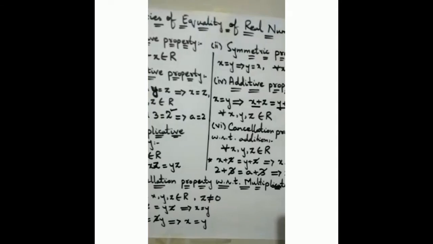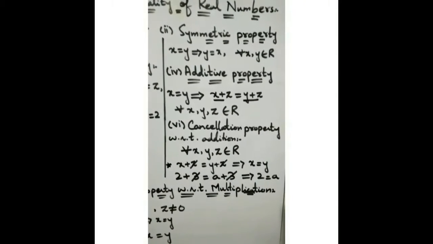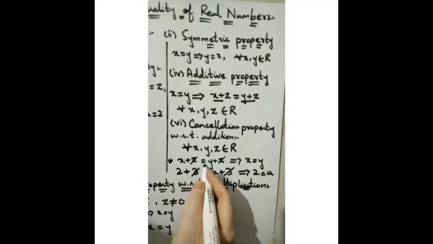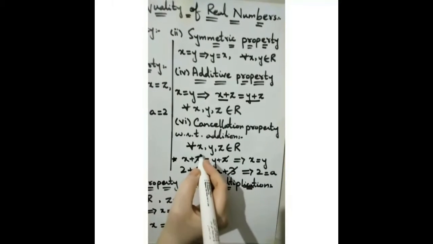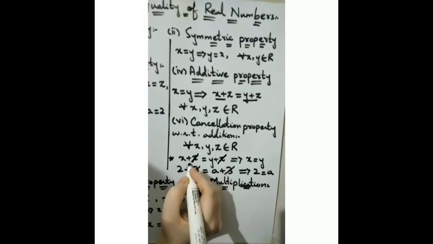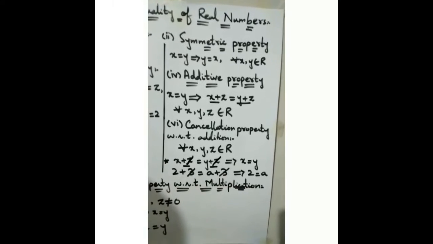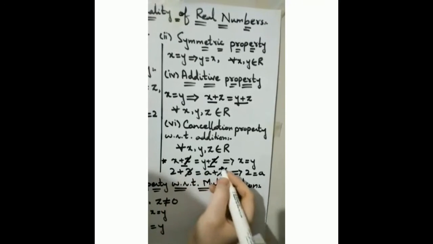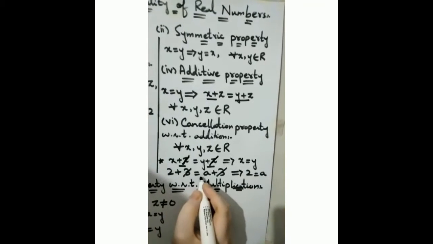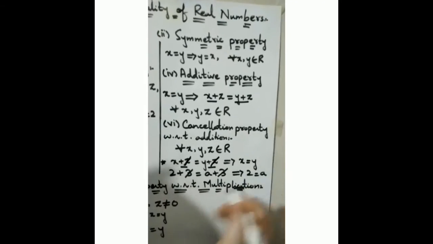Number 6 property, cancellation property with respect to addition. For all x, y, z belonging to R, x plus z is equal to y plus z. I can cancel out these two terms z and z. I have plus z at the left hand side and plus z at the right hand side. That's why I am cancelling these two terms. X is equal to y. For example, 2 plus 3 is equal to a plus 3. 3 cancels out, 2 is equal to a.